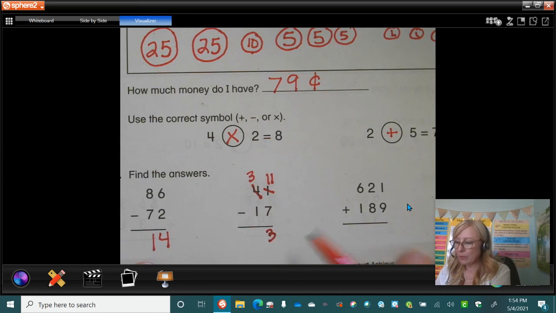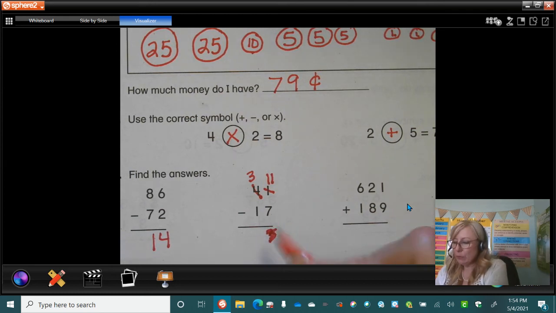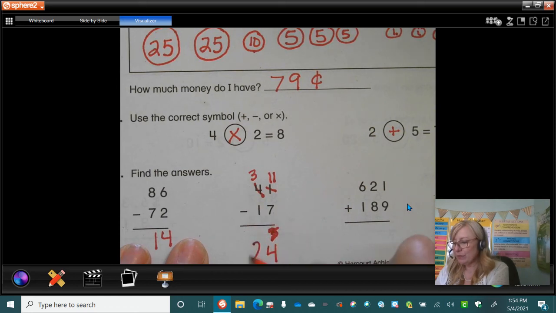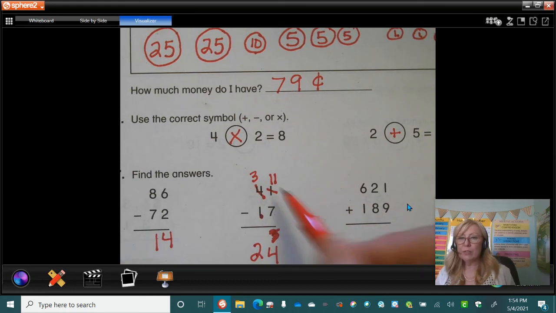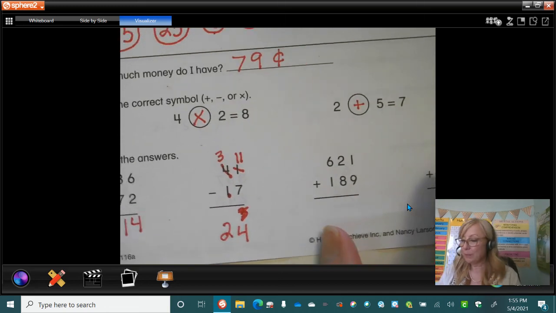Let me check that. 3 plus 7. 7, 8, 9, 10. That's not correct. Let me do that over. 11 minus 7 I can count on. 7, 8, 9, 10, 11. It's 4. And 3 minus 1 is 2. Let me check that. 2 plus 1 is 3, and that's correct. So my answer is 24. It's always important to double check your work.